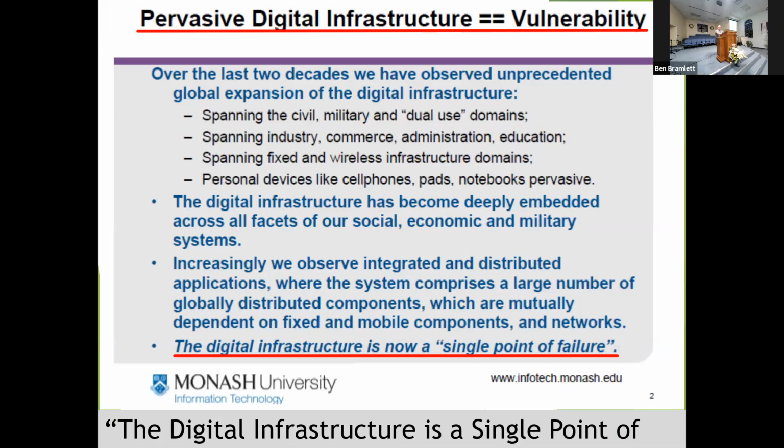The bottom line is the digital infrastructure is now a single point of failure for our country, and indeed for the rest of the world, because gosh, there are countries that depend on the internet more than we do. I mean, this is one thing, if you could take it out, we are screwed.